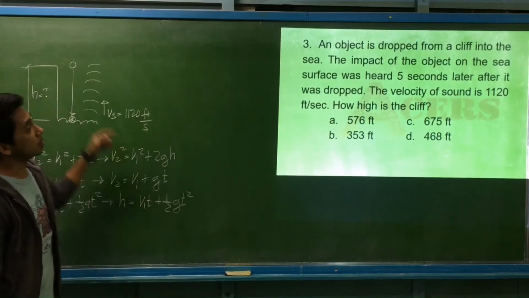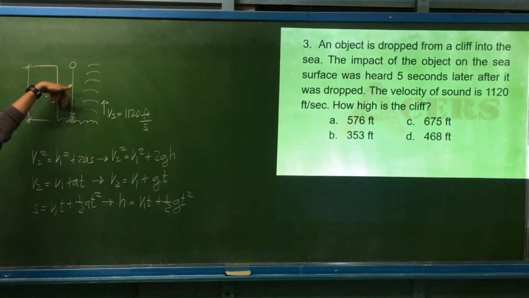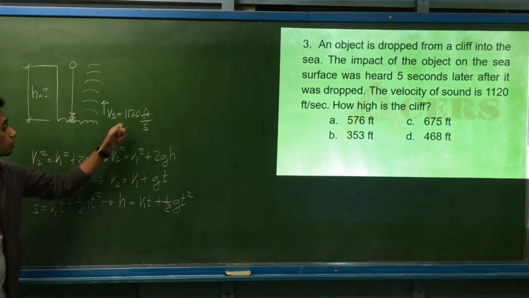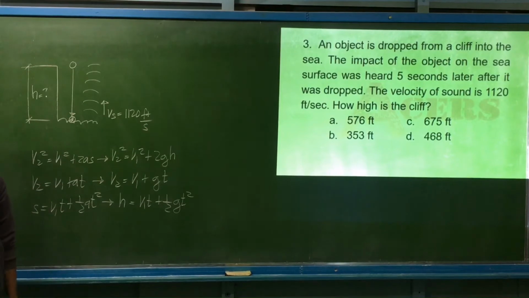An object is dropped from a cliff into the sea. The impact of the object on the sea surface was heard 5 seconds after it was dropped. The velocity of sound is equal to 1,120 feet per second. Required: how high is the cliff?